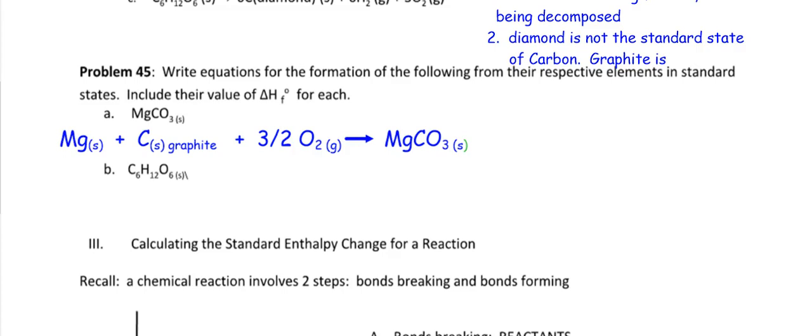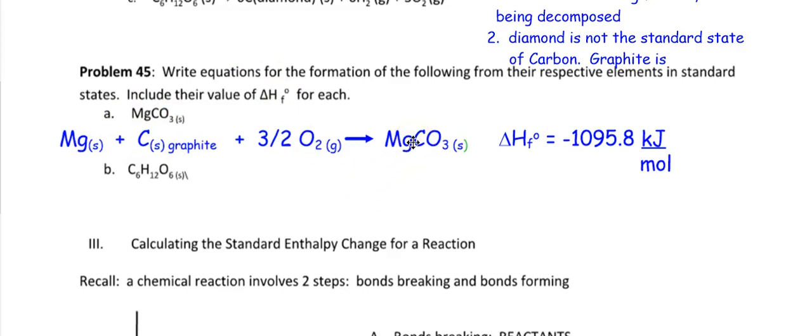So what else now? I had to go look online. This is not in your chart, so I looked on the internet and found the heat of formation to be negative 1095.8 kilojoules per mole. Notice a couple things. Why do I have this naught there? Well, it's because magnesium, carbon, oxygen, and magnesium carbonate are all in their standard states. Okay, so that's important. Why do I have the little f here? Because I wrote it as a heat of formation, meaning I have them coming from their elements, making that compound.